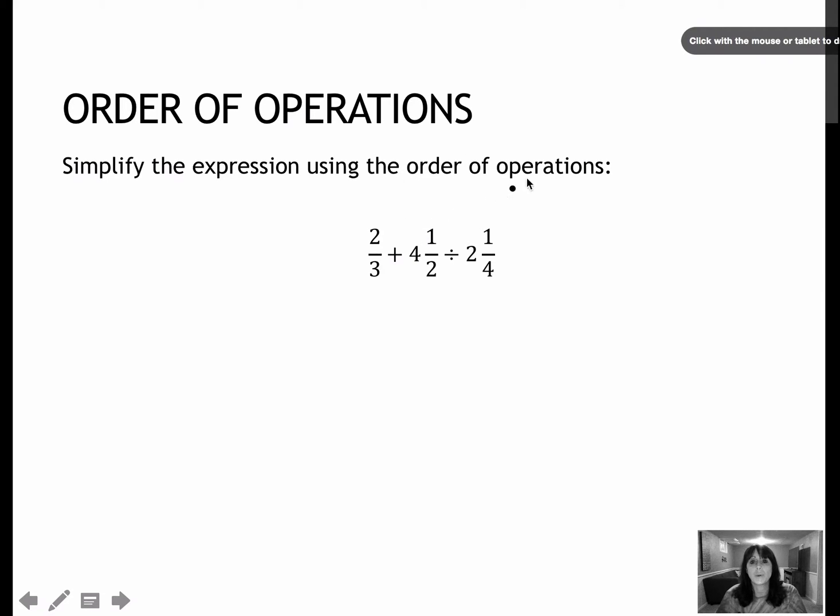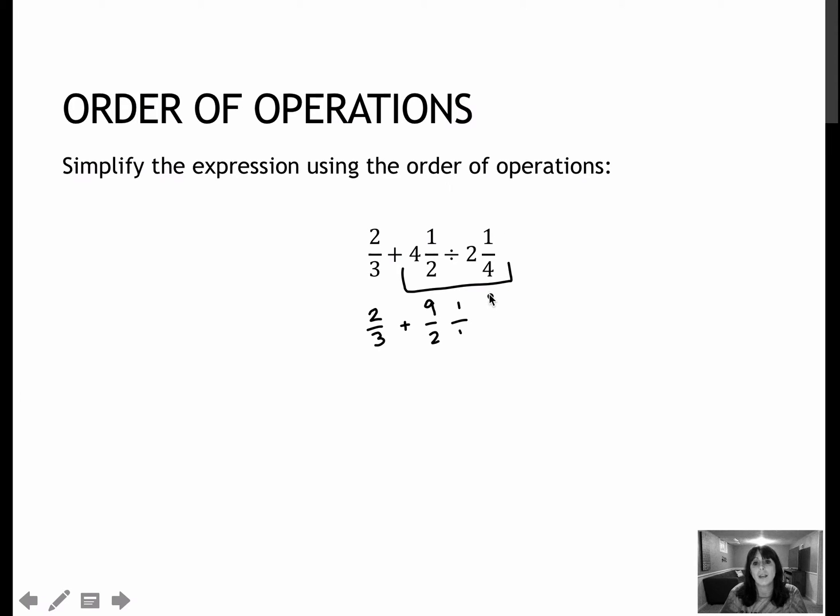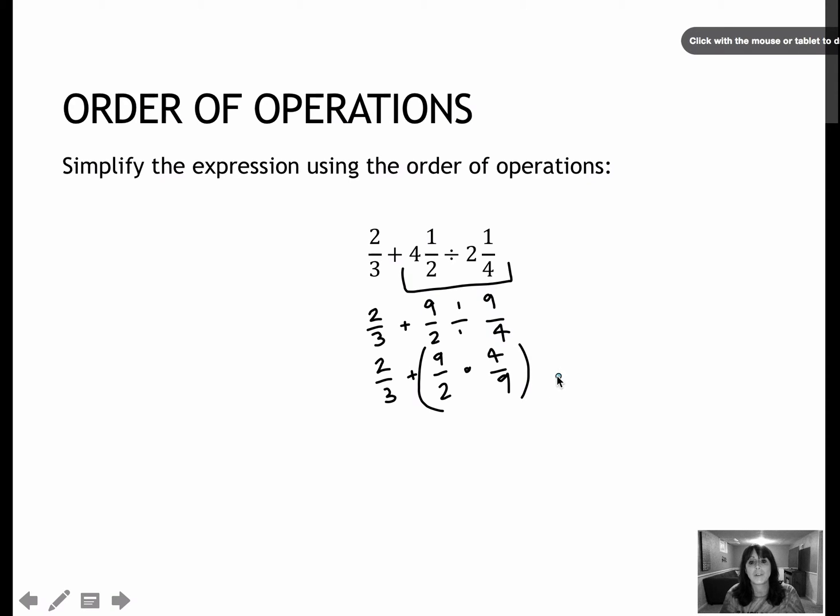Again, we're going to use the order of operations here, so even though there's some addition happening, this is division, and division must happen first. So let's go ahead and change those mixed numbers into improper fractions. So this would be 9/2, and that's divided by 9/4. And remember, with division, we are actually multiplying by the reciprocal, so this is times 4/9. If you want, you can put that into parentheses just to remind yourself that that's what's happening first.